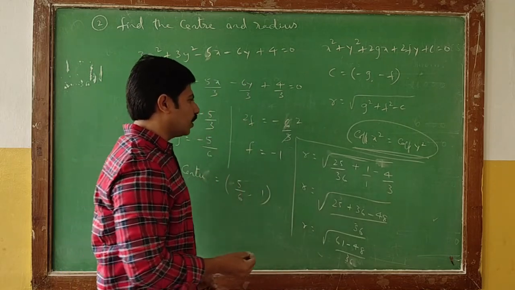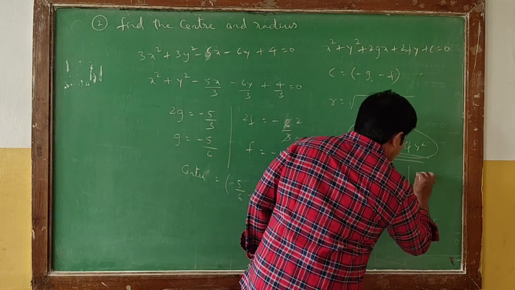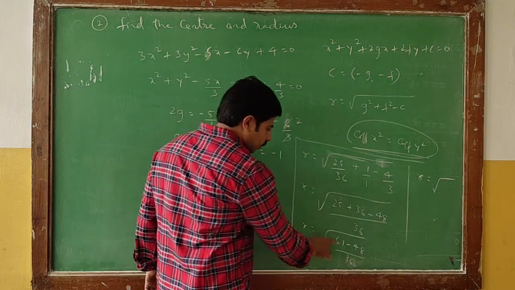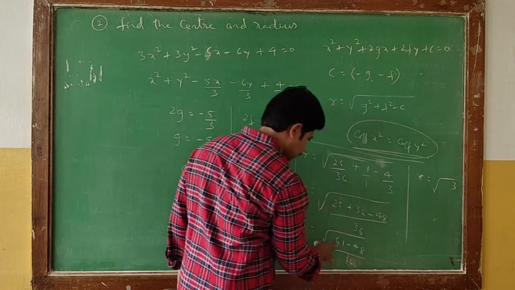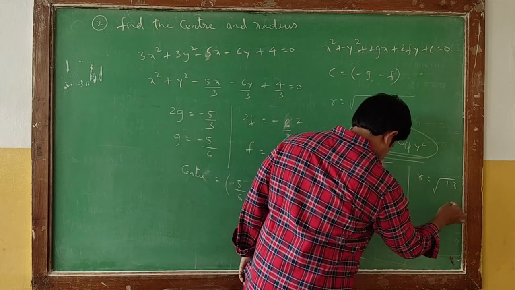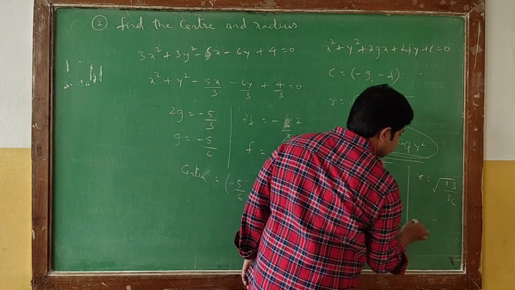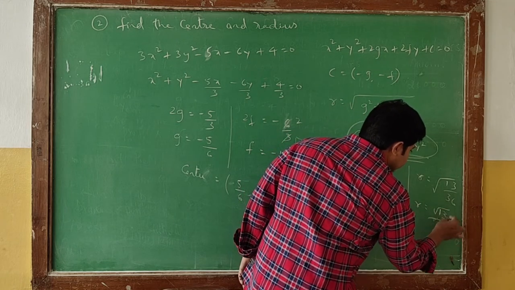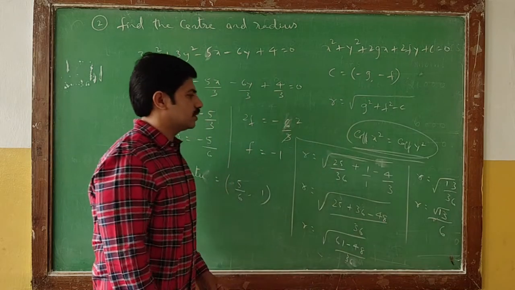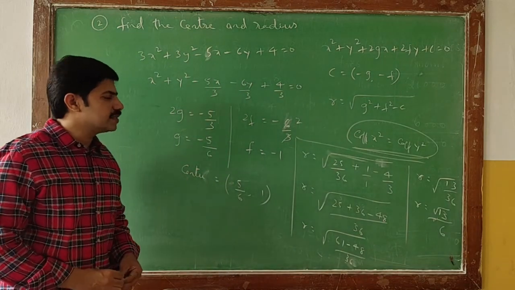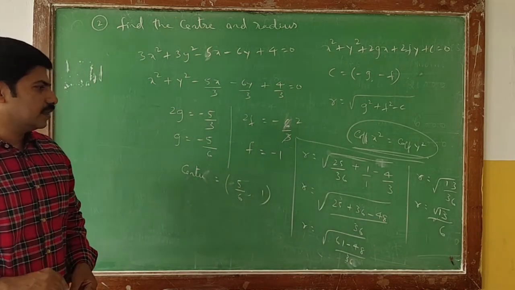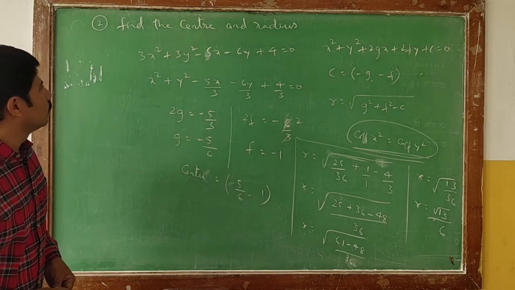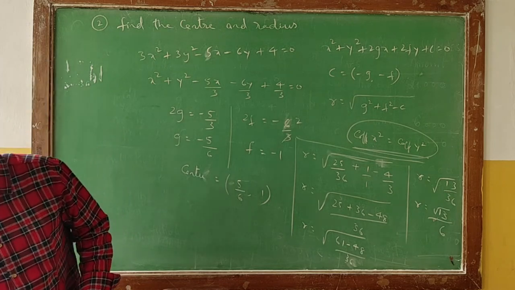So if you subtract, what is R? So R is equal to under root of 61 minus 48, that is 13 by 36. R value will be root 13 by square root of 36, which is 6. So radius is under root 13 by 6. So that's all. This problem is completed. Next slide.